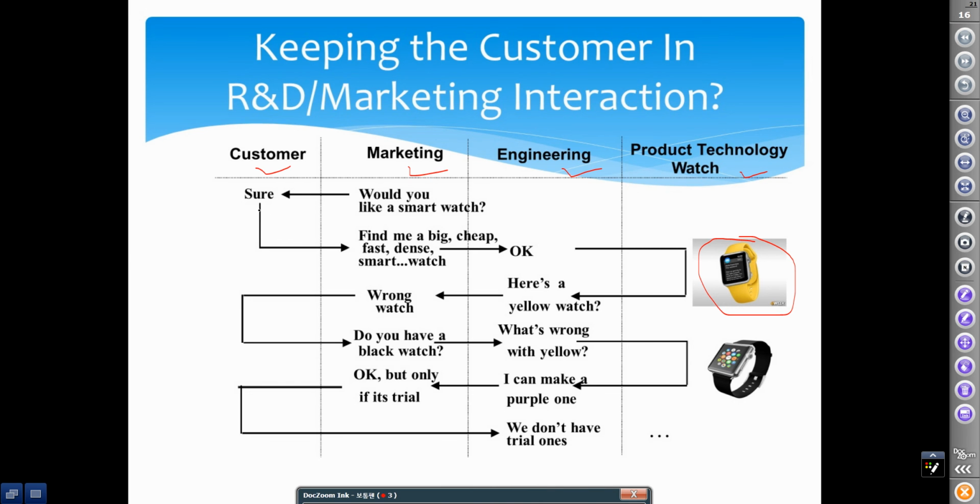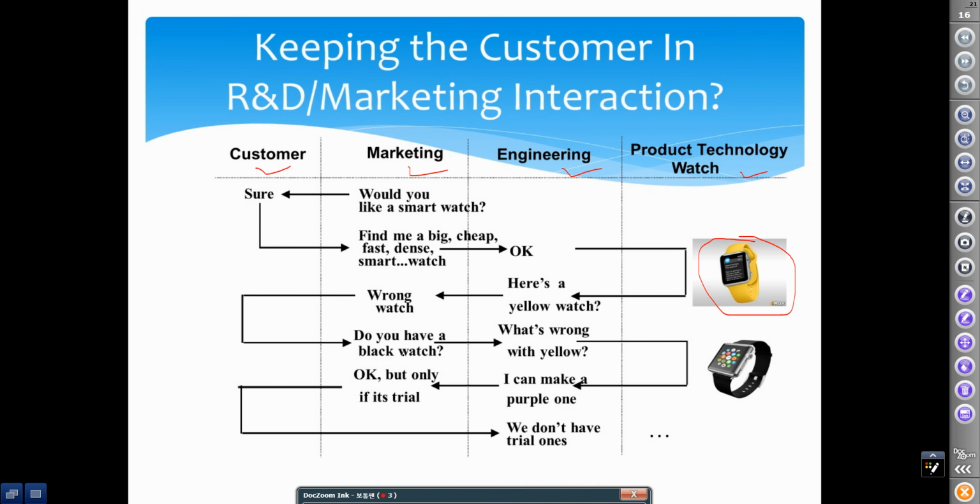Consumer replied us, sure, find me a big, cheap, fast smartwatch. We tell him our engineering department, our research and development, tell us that okay, we can do it, but we provide the yellow watch. And we say that here is a yellow watch. Marketing tell the engineering department that this is the wrong watch because the customer wants the black one, and we tell the customer that we have a yellow watch, what we should do for you.